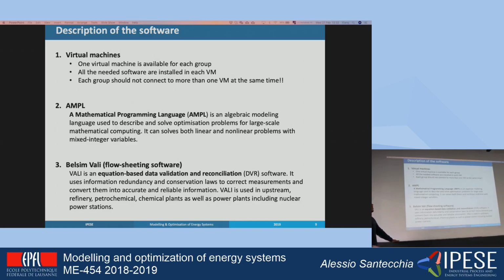It is important to know that we assign one virtual machine to each group, and we cannot control how many people of each group are actually connecting to the virtual machine. So it's recommended that each group connect only in one virtual machine at a time, right? Because we have a fixed, limited number of virtual machines. And if 6 people in a group all connect, it means that some other group will not have the virtual machine available.